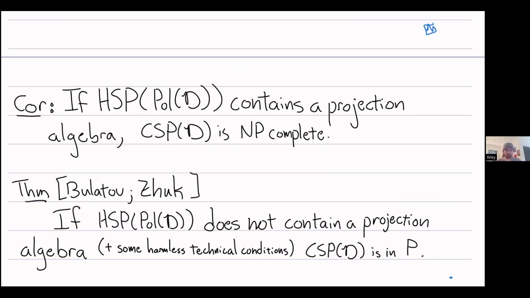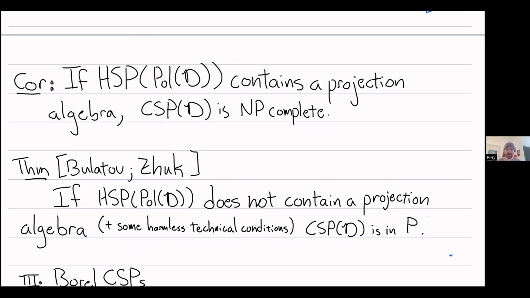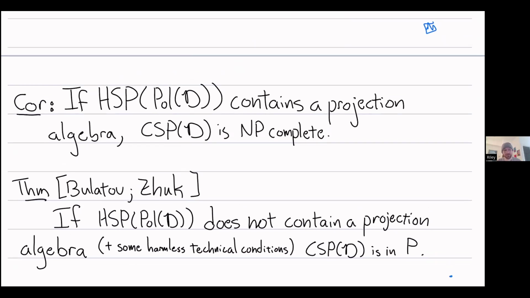And the theorem of Bulatov and Zhuk independently says that essentially the converse is true. There are some technical conditions you need to assume. Don't want to get too bogged down in the details. Essentially, we need that D has every singleton unary relation as a predicate, and you can always reduce to that case by doing some annoying little manipulations. But under these mild technical assumptions, if we have some structure whose polymorphism algebra does not have a projection algebra in its variety, then that CSP is polynomial time solvable.